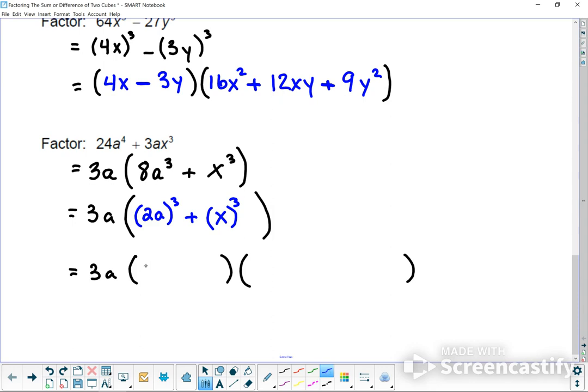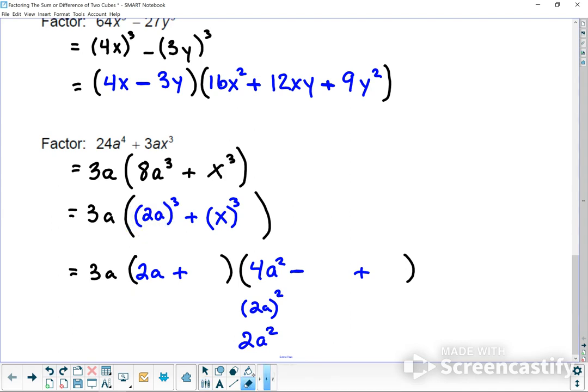This is going to be utilizing SOAP. It's going to be same, opposite, and always positive. So I'm going to have 2a right here, and 2a squared here. Right? It's not just 2a squared, it's 2a and then the whole thing squared, which is going to give you 4a squared. Okay, so when I write down 2a squared, I'm not writing 2a squared. That's wrong. Okay, it's this amount. It's 2a squared. So it's this right here. Okay, and in the back we have x, and we have x squared, which is just x squared.